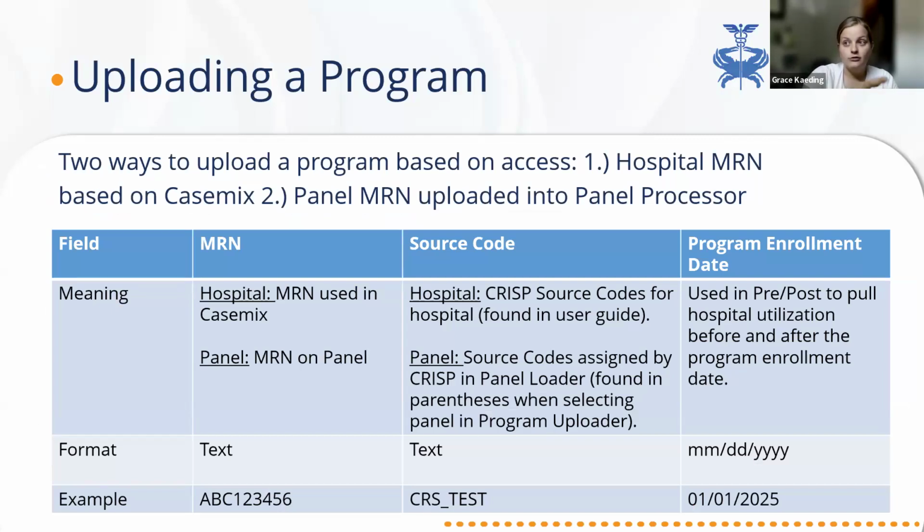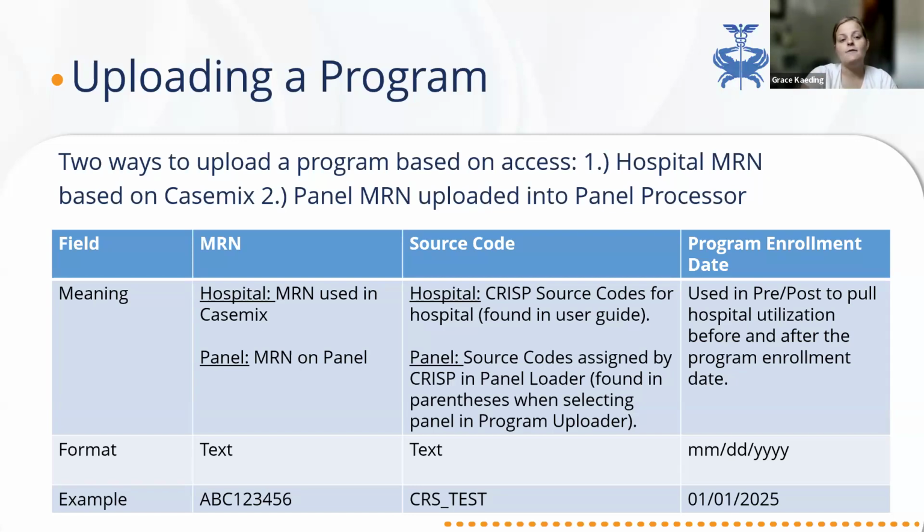So as I mentioned, there's two ways to upload a program. Either your hospital MRN based on case mix, so if you're a hospital user, you're able to go this route, or a panel, so a CRISP panel that you uploaded in panel processor, however you're uploading your panels with CRISP. And so basically the different fields here are listed at the top in that template.